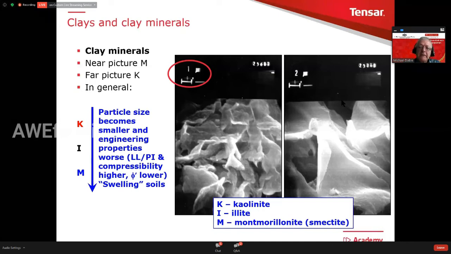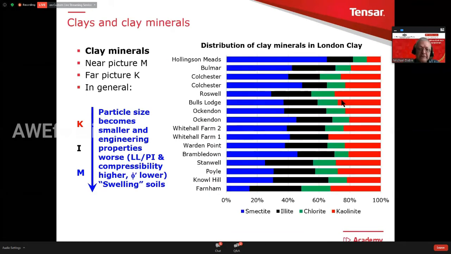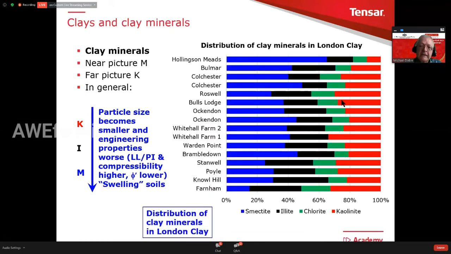And to show you that with our good old friend London clay, this is a distribution of the clay minerals in London clay, and you can see the blue color is smectite or montmorillonite. And this is why London clay actually is a rather difficult soil. And if you've ever had a house on London clay during a dry summer, you tend to get all sorts of problems because of desiccation and drying out of the London clay. So I know not so relevant to Indonesia, but relevant in general to soils. So understanding something about the clay mineralogy is helpful when we look at clays.